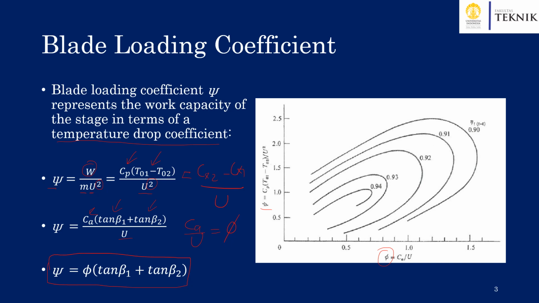The conditions of low blade loading coefficients, for example in these regions, are favorable for power plant applications. On the other hand, higher blade loading coefficients are more favorable for aircraft or propulsion applications.